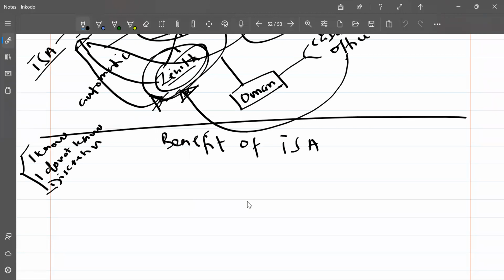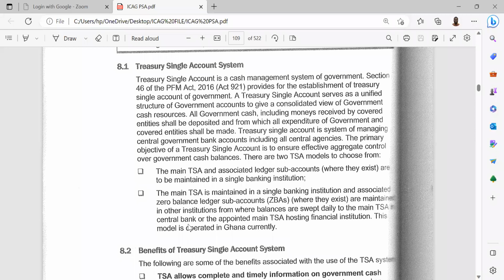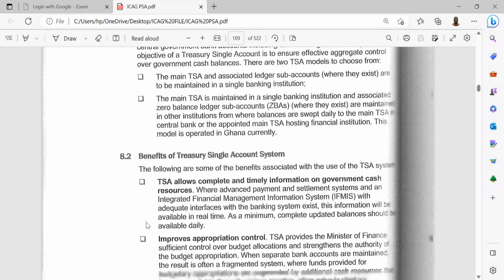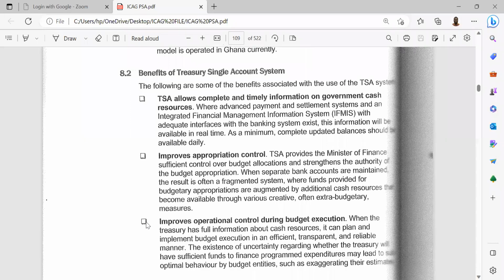Okay, so let's walk through the benefits sharply. We shouldn't waste time here, because in exams, if you are asked the meaning or the benefit of the Treasury single account, don't duplicate effort. The first one says that the account allows complete and timely information on government cash. Sheila, do you remember that I said that with a button, if government presses on something, you see the timely information of the said entity? You will get information within the blink of an eye. Is that clear? Yes.